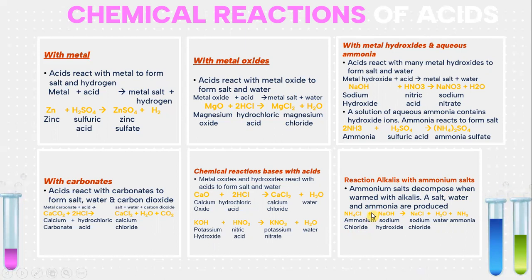And finally, we have the reaction of alkali with ammonium salt. Ammonium salt decomposes when warmed with alkalis, so a salt, water, and ammonia are produced. The example given here is ammonium chloride, NH4Cl, reacting with sodium hydroxide, which is NaOH, to form sodium chloride, NaCl, plus water, H2O, plus ammonia, NH3.